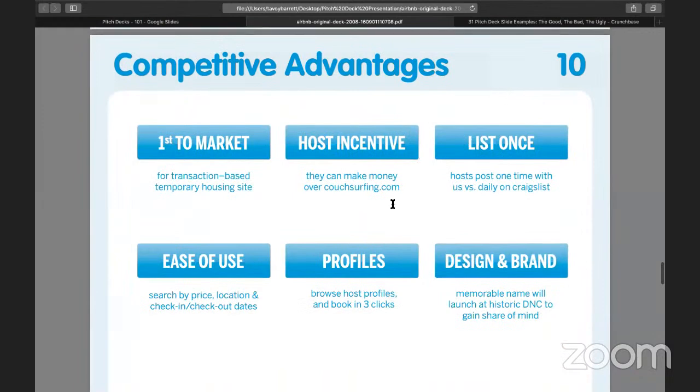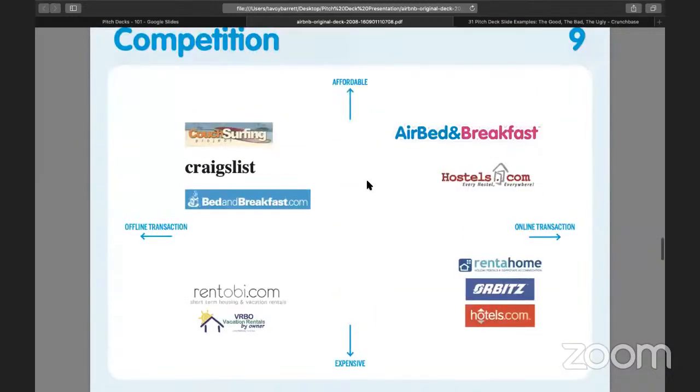Competitive advantages, what makes you different, what makes you stand out? First to market for a transaction-based temporary housing site, they have host incentives. So if you are the host of a home, you can make more money over couchsurfing.com, list once, design and brand, proof. So they basically just show what it is that they have over these persons.